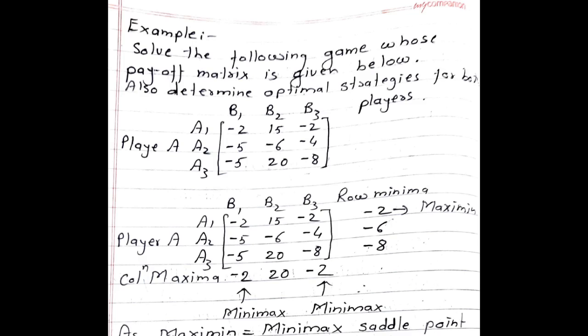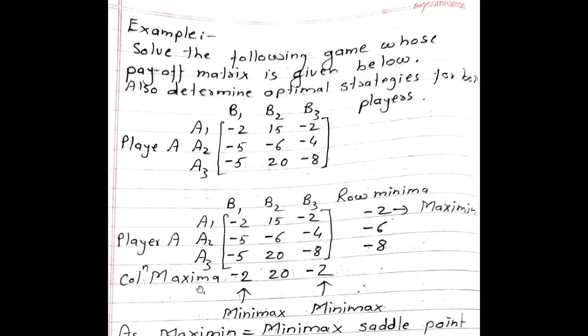So according to the procedure, we will write row minima at the right hand side of the table. -2, 15, -2. The minimum value is -2. -5, -6, -4. Minimum value is -6. -5, 20, -8. Minimum value is -8. After getting the minimum values, pick up the maximum value among the minimums and call it as maximin. So put an arrow. So -2 is maximin value.